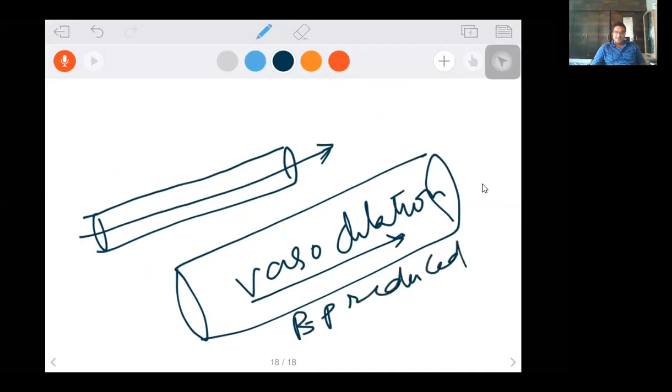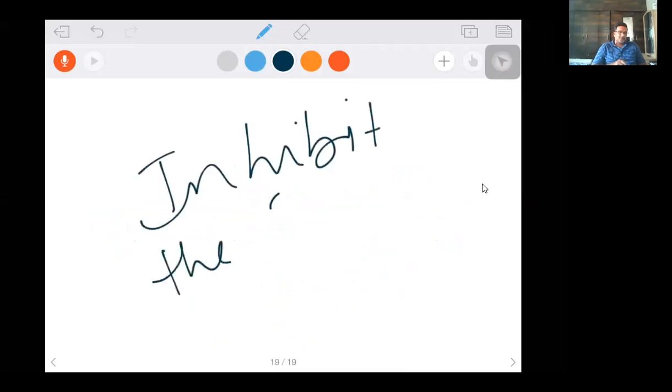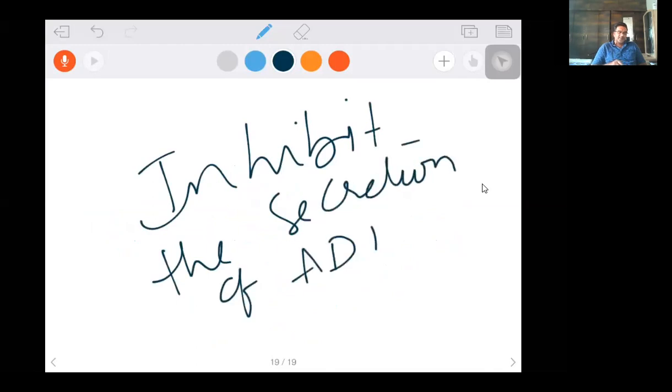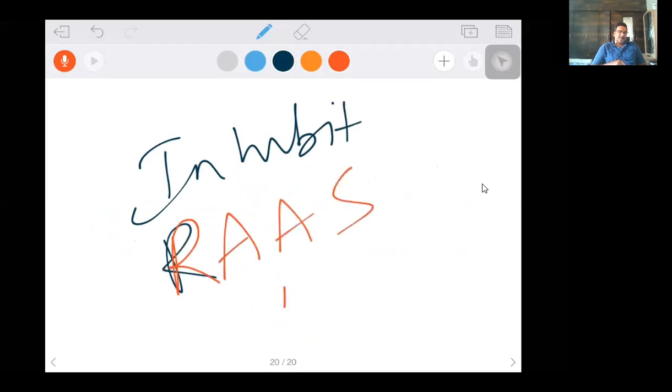What's another thing? We should not absorb water, isn't it? Then we should inhibit the secretion of the required things like ADH and aldosterone. That means simply we say it inhibits the RAAS mechanism. The RAAS mechanism is getting inhibited.